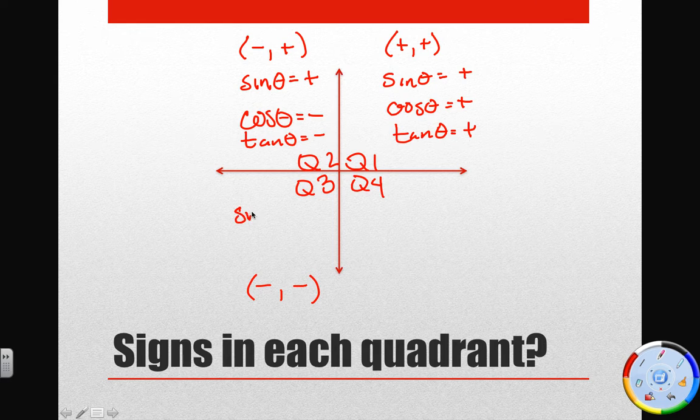So I say, okay, well, sine of theta is y over r, so negative over positive, so negative. Cosine of theta is the x over r, so it's also negative. And tangent's y over x, so negative over negative makes positive. And then lastly, let's look at quadrant 4. So this is a positive x coordinate and a negative y coordinate.